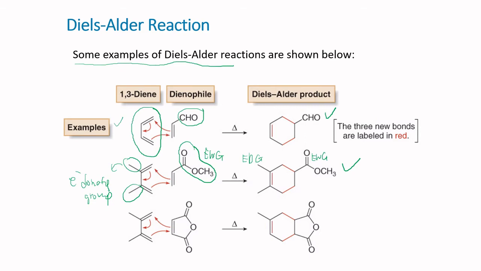Now we take a look at the third example. This is also a diene containing an EDG, or electron donating group. When it reacts under thermal condition, it will give a new compound having an electron withdrawing group. If we look at all three products, the red ones here are the new sigma bonds that form after the reaction.